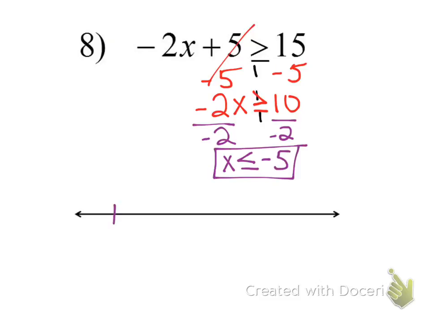I'm going to graph it on the board just so you can get a little extra practice seeing it, but you don't have to actually do it in your notes. Try to wrap these up. We are going to circle the negative 5 on the number line and fill it in because it's an or equal to, and then to the left. Any questions?